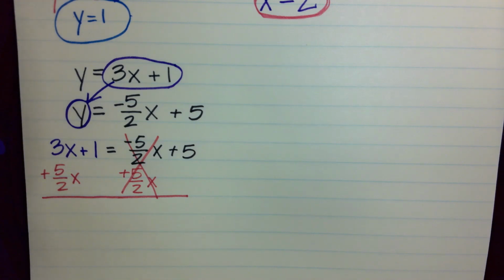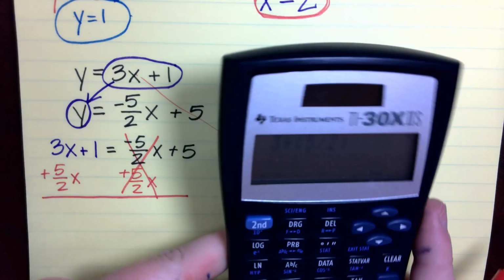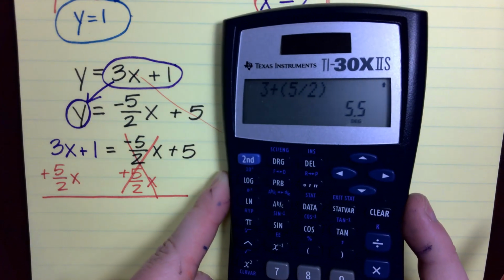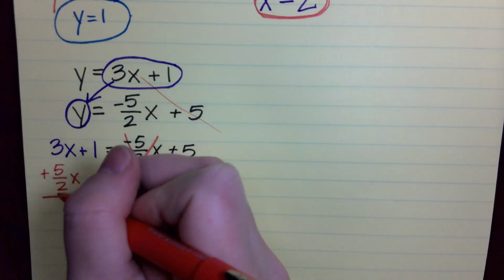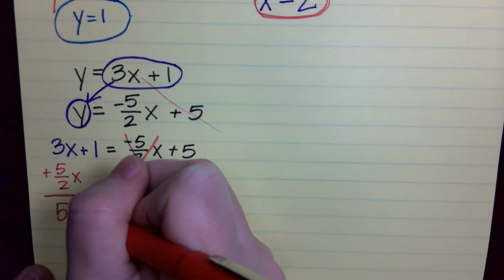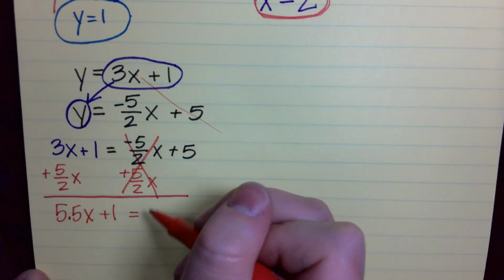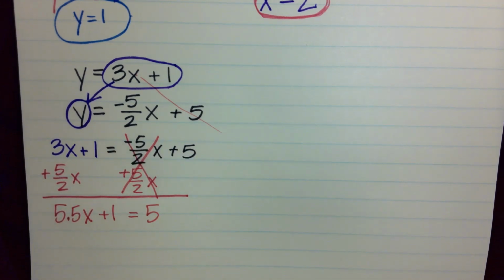5.5, you guys getting the same thing? I'll double check just to be sure. I bet you're right. 3 plus parentheses 5 divided by 2. This is how I typed it in my calculator. Enter. 5.5. Awesome. So I've got 5.5x plus 1 equals 5. Is everybody to this point? Yes. All right. Is everybody with us? Tasha, you with us? Awesome.